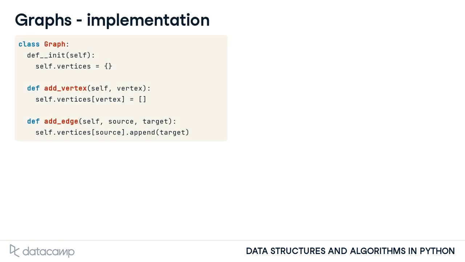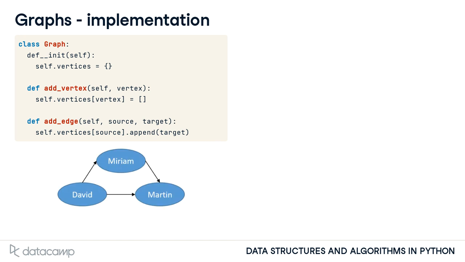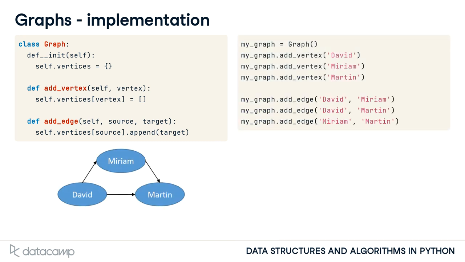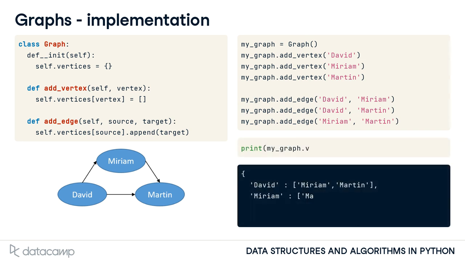Graphs can be implemented as follows. The graph will have a dictionary to store all the vertices. Vertices can be added with the addVertex method and edges with the addEdge method. We can build a graph like this one with this code, using the addVertex and the addEdge methods. We can print the vertices to check the content. Instead, we can use adjacency matrices, but these last are out of the scope of this course.